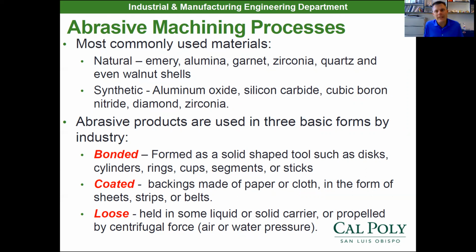Now, abrasives can also be coated on some sort of backing made of paper or cloth. If you've ever used sandpaper, that's what I'm talking about. Coated abrasives would be an example of abrasive paper. It's not really sandpaper because we're not putting sand on the paper. We're putting an abrasive grit. So the abrasive paper can come in a sheet, a strip, or a belt.